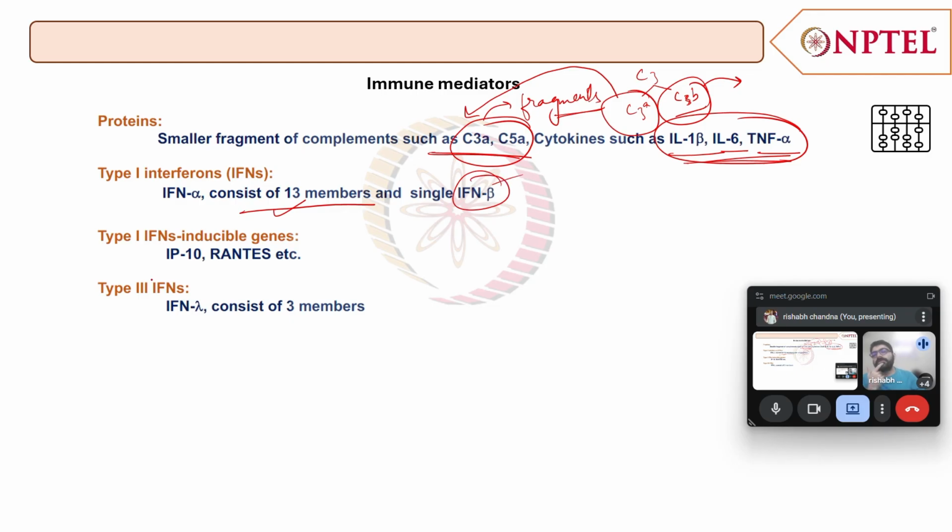Okay, then we have inducible genes. So IFN inducible genes are IP10 and RANTES, and type 3 interferons are IFN lambda, and it consists of three members only. Okay, so these are some of the cytokines that are proteinaceous in nature. Biochemically they are proteins.